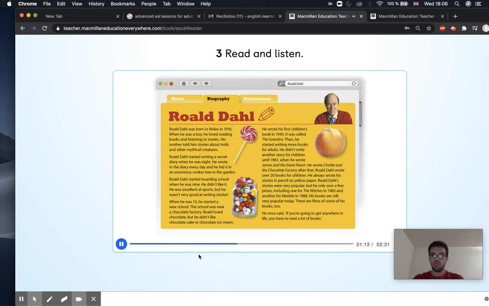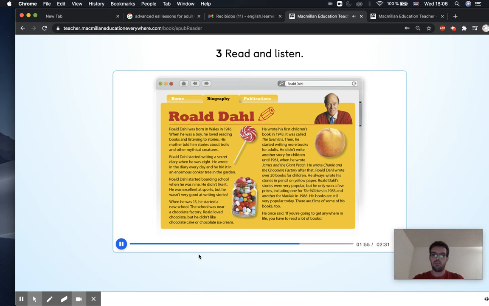He wrote his first children's book in 1943. It was called The Gremlins. Then he started writing more books for adults. He didn't write another story for children until 1961, when he wrote James and the Giant Peach. He wrote Charlie and the Chocolate Factory after that. Roald Dahl wrote over 20 books for children. He always wrote his stories in pencil on yellow paper.